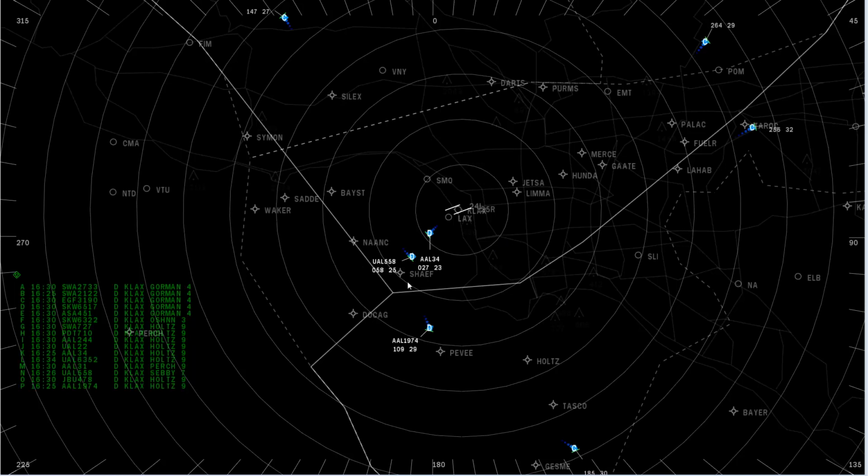Already we're pretty safe because United 558 is going to be at 6,000 in a minute, and this guy is at 5, or will be at 5. He's still only at 3,000 feet, so we have plenty of separation right now. That guy's going to Gorman 4.